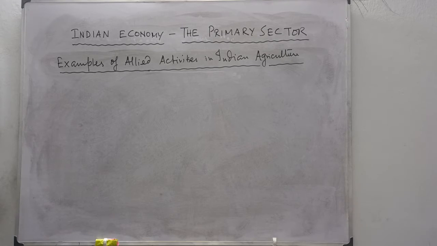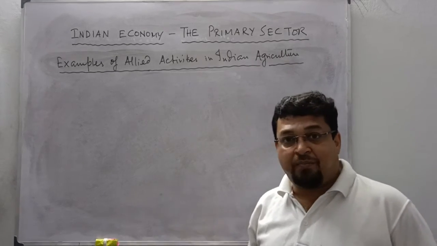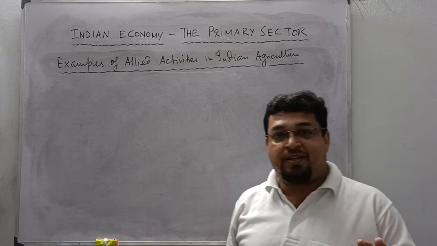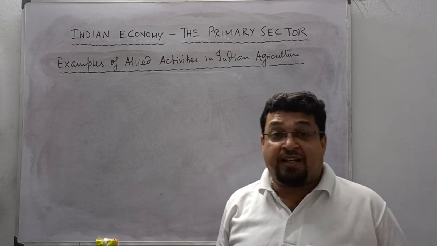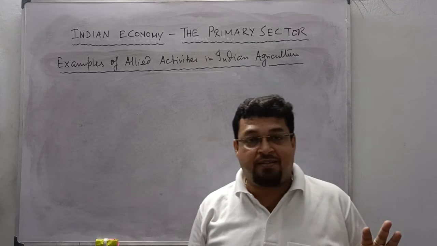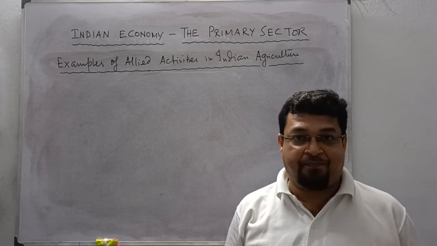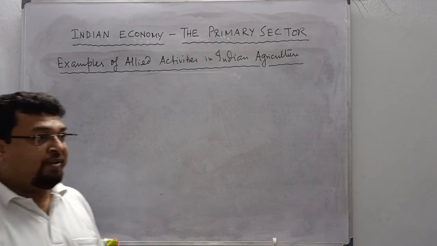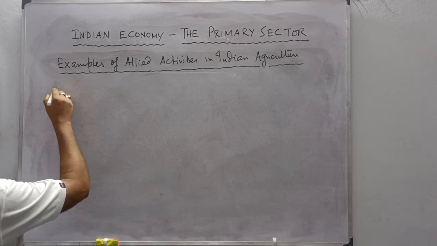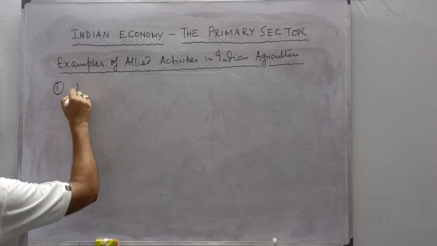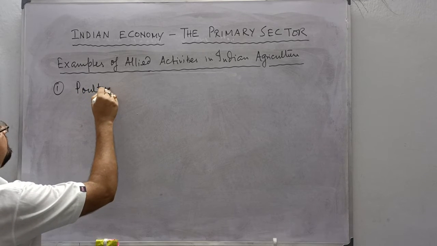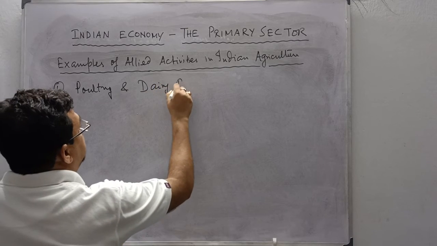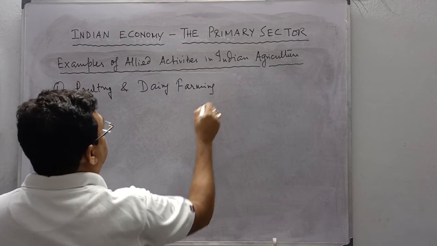Now next we come to the examples of allied sectors in the Indian economy. There are many examples. We discuss here three significant allied activities that are mostly conducted in India. Number one, a very prominent example, is poultry and dairy farming.